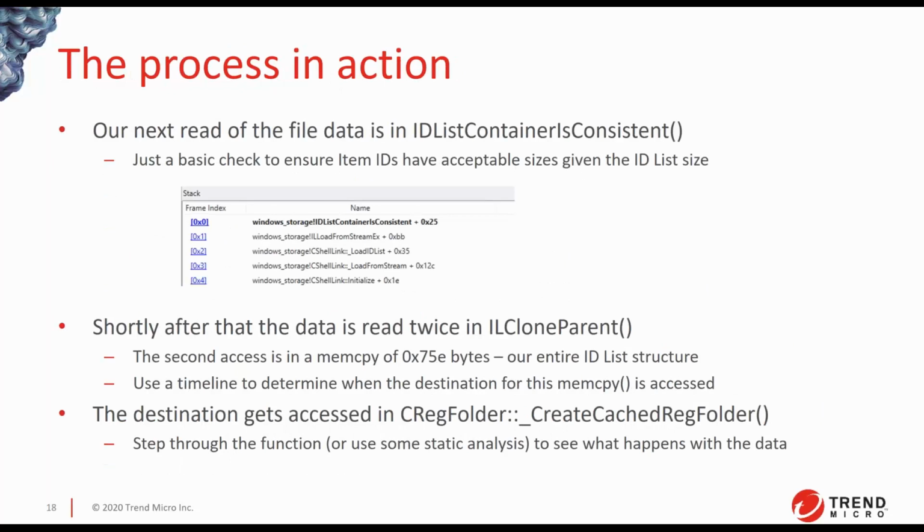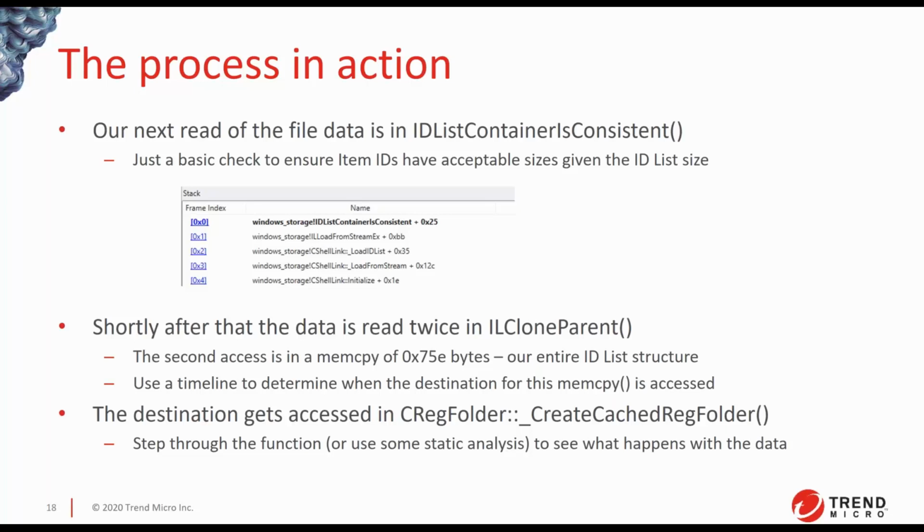So what does this generalized process look like in action? Well, we look for the next read of the file data. It's in ID list container is consistent. This turns out to be just a basic check to ensure item IDs have acceptable sizes given the ID list size. So the function iterates through, says, okay, let's check this length. Is there enough data left in this ID list to contain this? Yes, okay, let's jump to the next one, check its size.